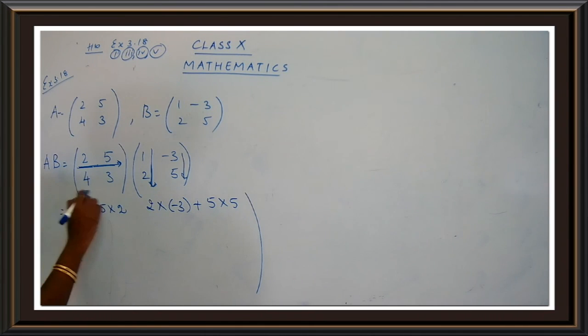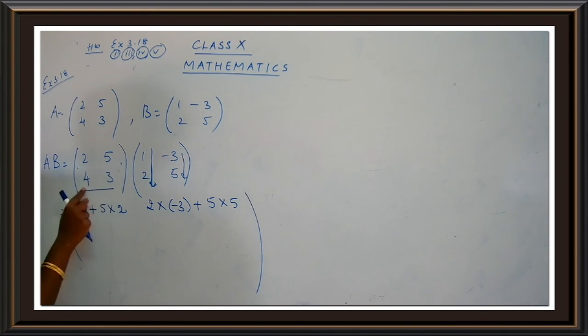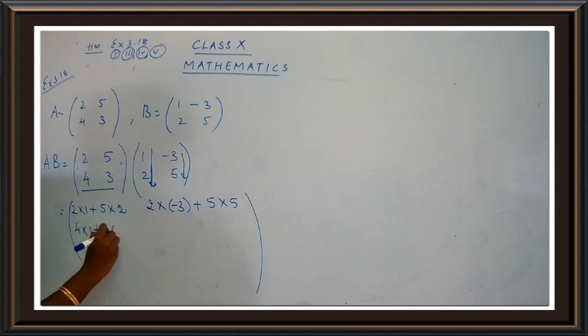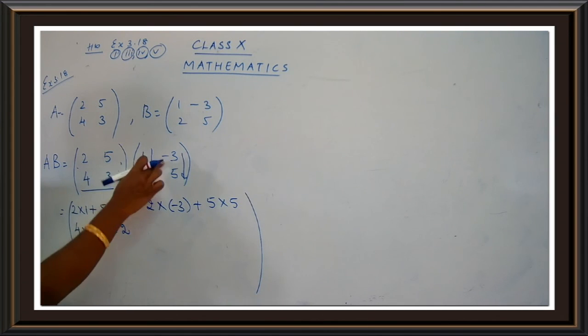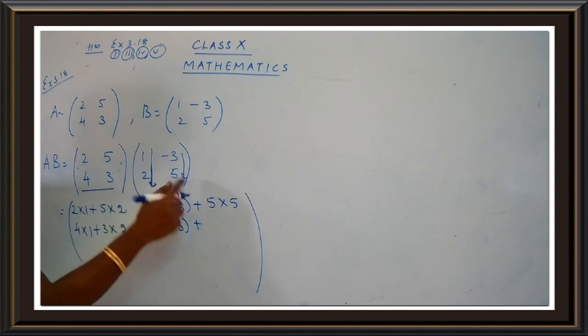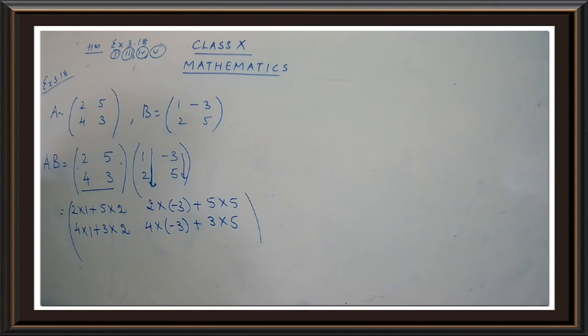Now I'm going to focus on the second row, in the same manner. 4 into 1 plus 3 into 2. That's all. Now, second row and second column: 4 into minus 3 plus 3 into 5. I hope you are getting my point, children. Do not get confused.